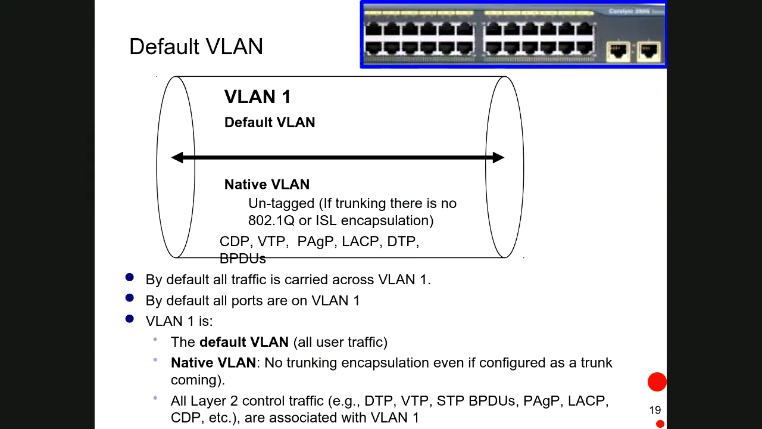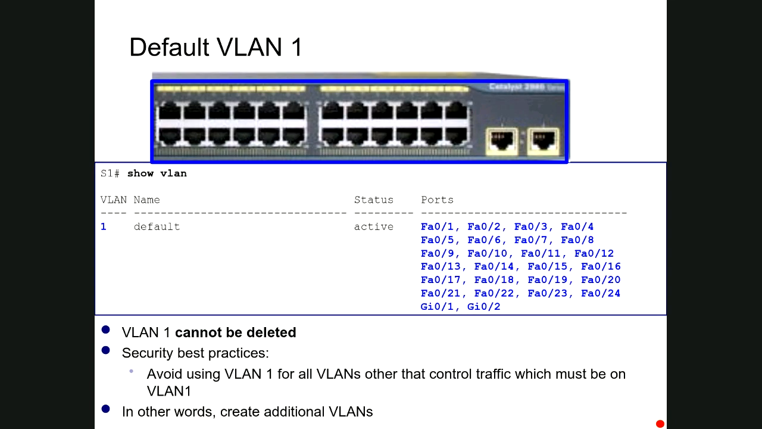So by default, everything is carried across VLAN 1. By default, all ports are on VLAN 1. Default VLAN, all user traffic. It's native, no encapsulation. Oh, I haven't talked about trunking and encapsulation. This is so confusing. Everything is normally going to be on VLAN 1 because out of the box, that's what it's going to be like. By default, we can't delete it. So for security, it's considered best practice to just not use VLAN 1. Unless this is a switch going into a small or medium business that will never be configured in the first place, and they just want it to be a fast hub, they'll use VLAN 1 because they're never going to configure it.